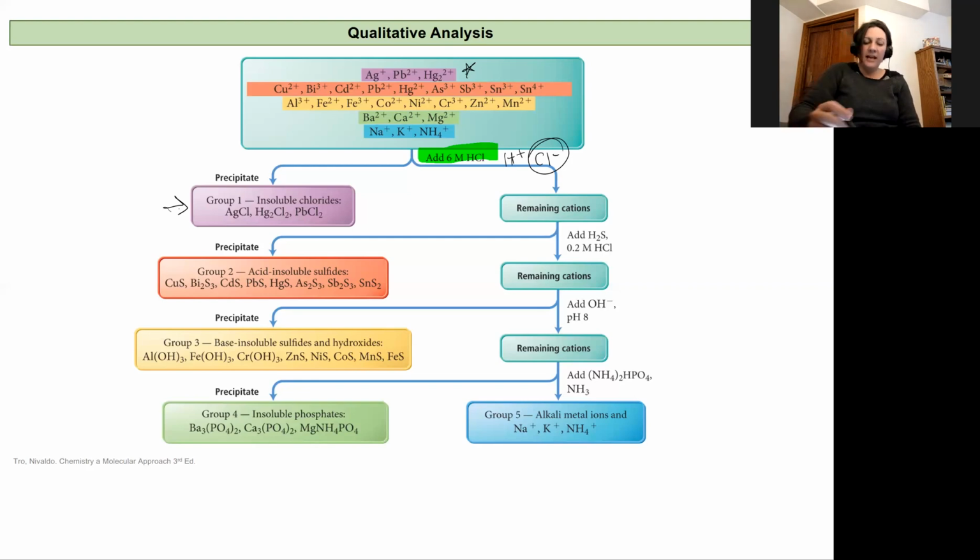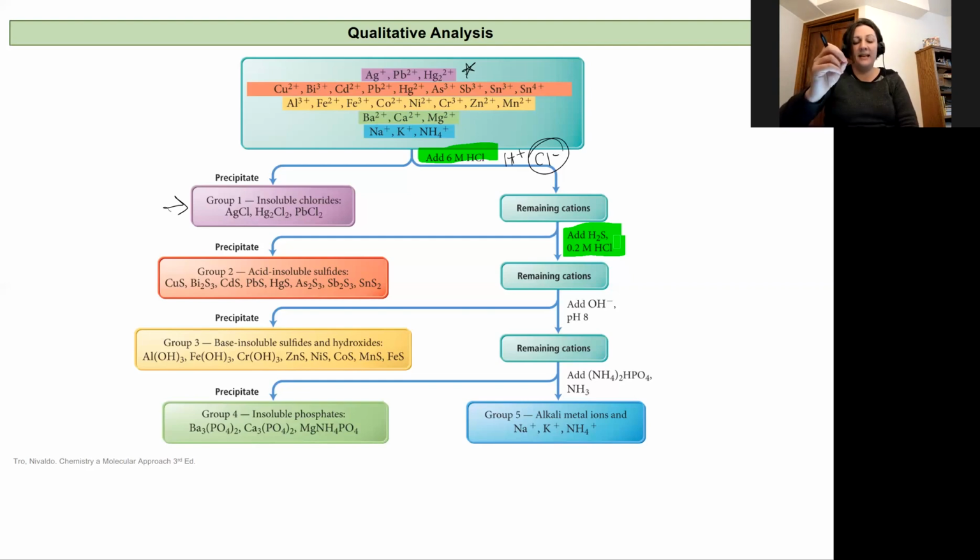So then we have the remaining pile of cations around. And then if we were to add dihydrogen sulfide with a bit of acid, so under acidic conditions, we would have our second classification of insoluble solids, and they would be acid insoluble sulfides. And so that gives us copper sulfide and bismuth sulfide, cadmium sulfide, and so on. So we could then separate those ions out that way.